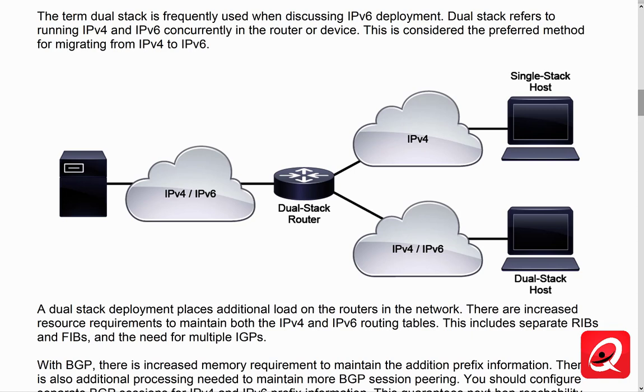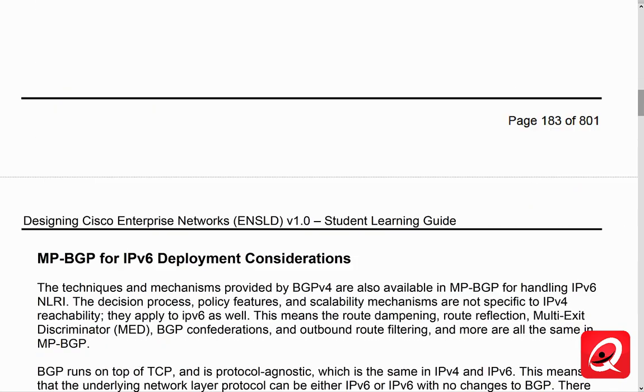In this case, we're just simply trying to achieve the ability to run IPv4 and v6, but it is something to consider. There is always going to be some sort of increased memory requirement when you have additional prefix information, additional data structures, different TCP relationships, and so on. Additional processing is needed because we have different peering relationships being built as well, basically separate BGP sessions for both IPv4 and IPv6. All right. So multi-protocol BGP would be something that we would want to consider in this particular case.